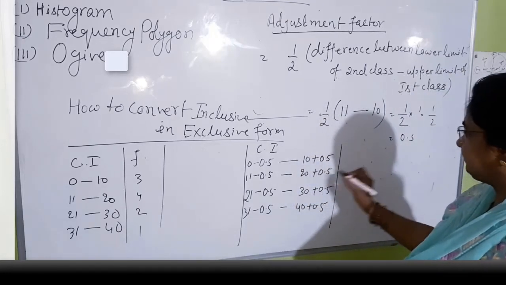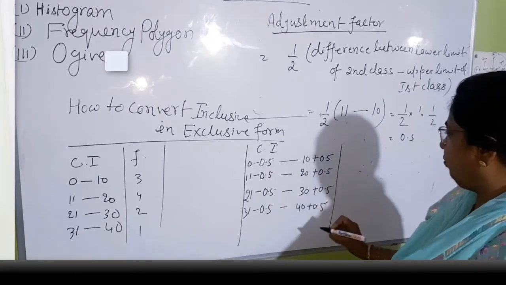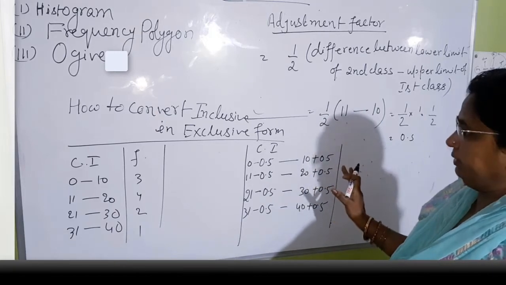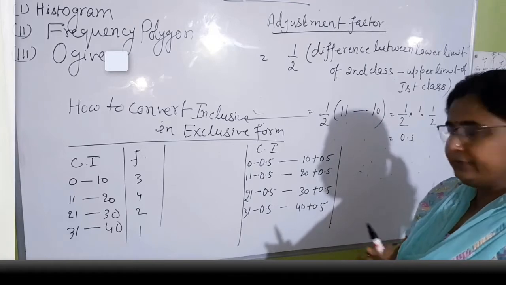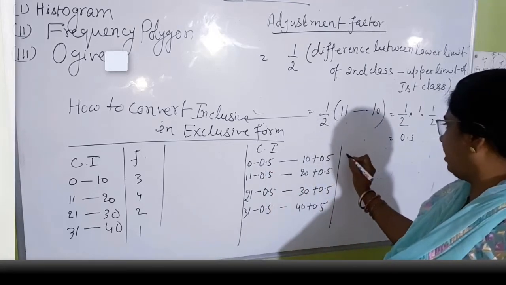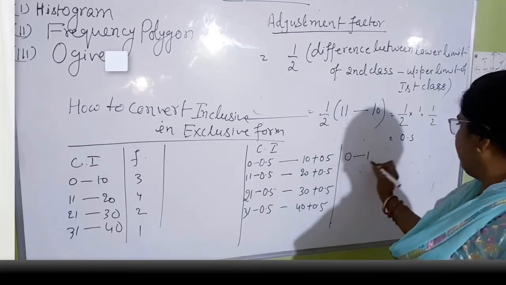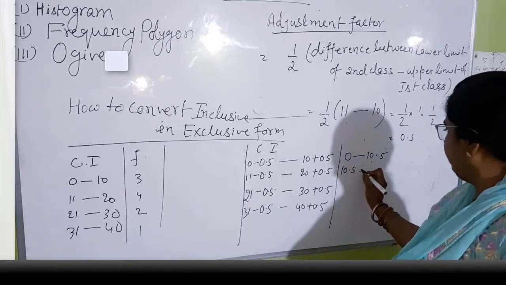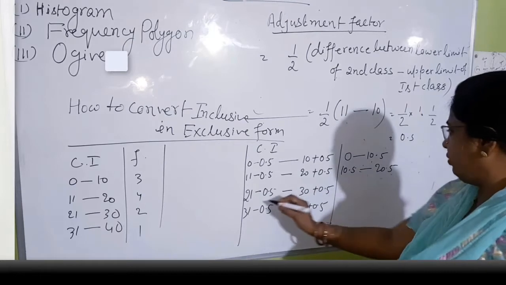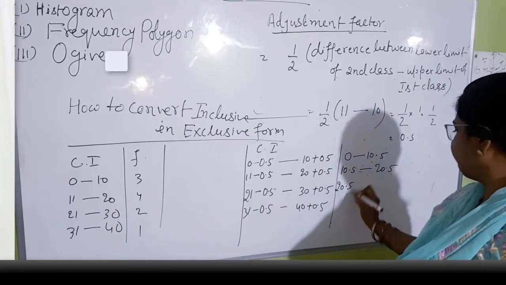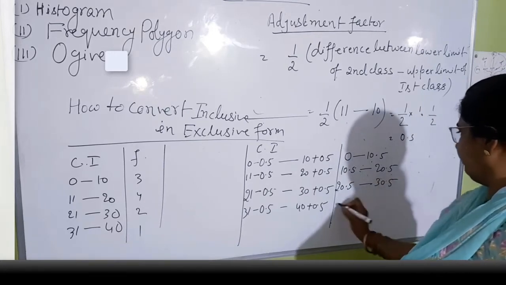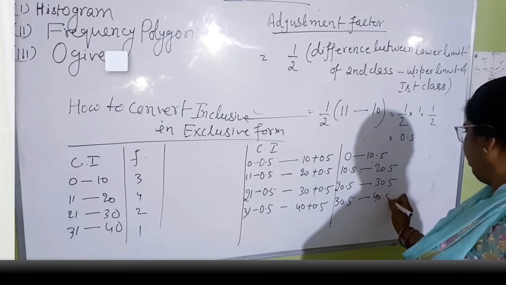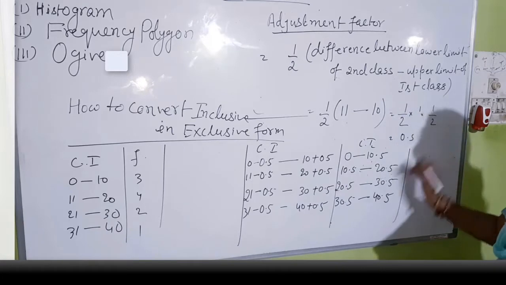This interval is converted. 0 minus 0.5: as in my data, all positive numbers are given, so for 0 minus 0.5 we can start from 0, and the other numbers we will subtract. So, 0 to 10.5, and from the second class we start subtraction: 10.5 to 20.5, and then 21 minus 0.5 is 20.5 to 30.5, and then 30.5 to 40.5.